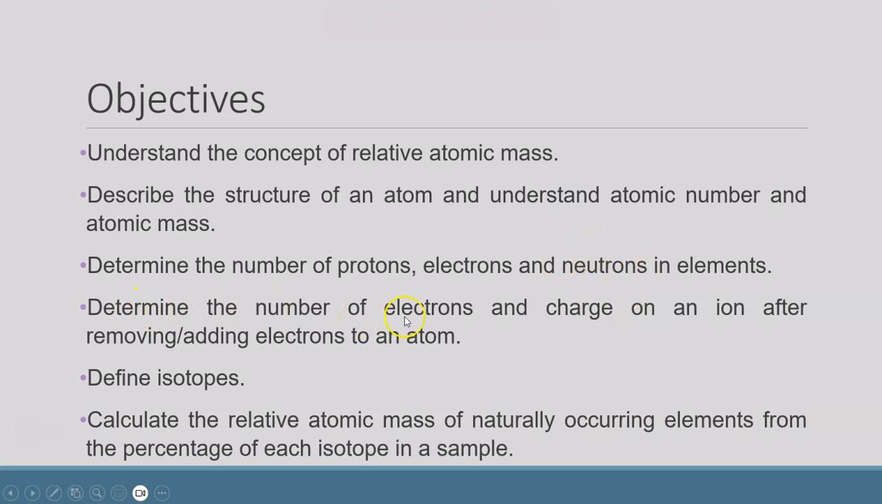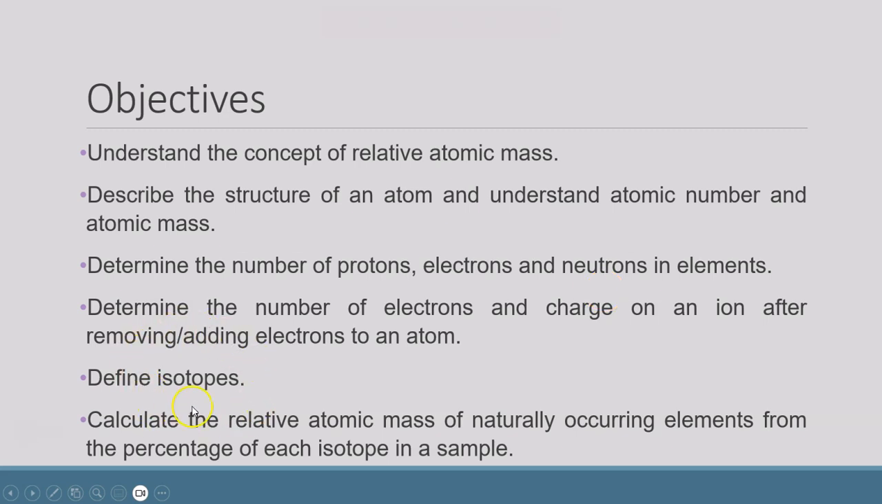We're also going to determine the number of electrons and charge on an ion after removing or adding electrons to an atom. Now, ions are a new concept in grade 10. All the way to the end of grade 9, our assumption was always that atoms are neutral. And now in grade 10, we are starting to deal with atoms that are not neutral because they have an excess or a deficit of electrons. And atoms that have a charge on them are called ions.